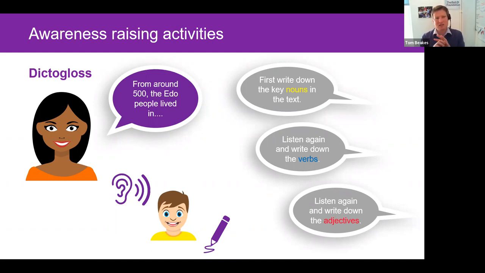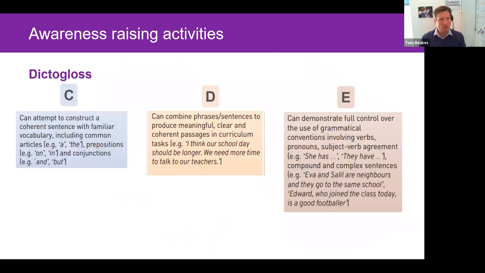This isn't just a standalone task. This is just a task to introduce students to a text. Once you have the text, you would then move on to do more with it, which I'll talk about in a moment. But again, we can look at the framework descriptors and we can see how this type of activity could help our high level students.